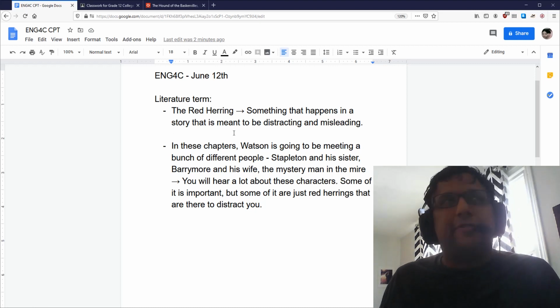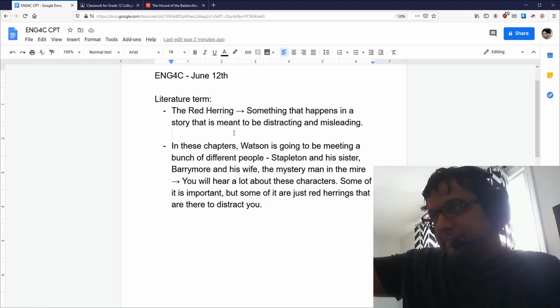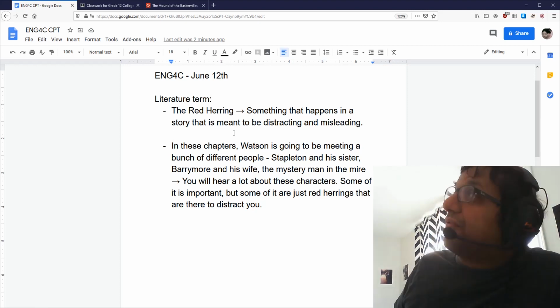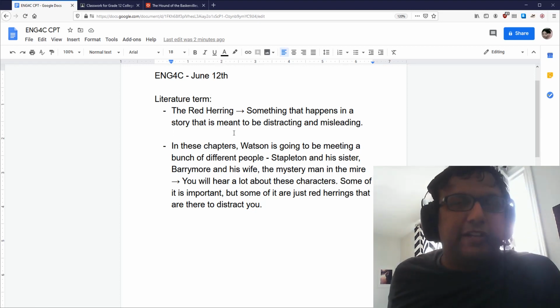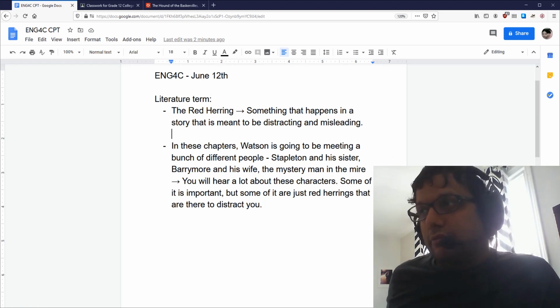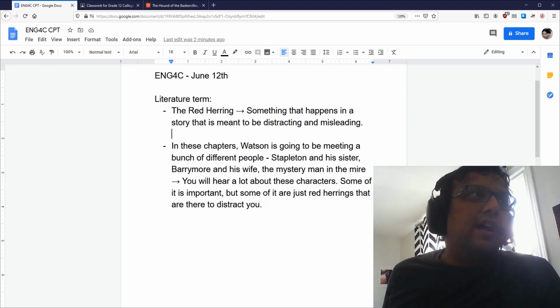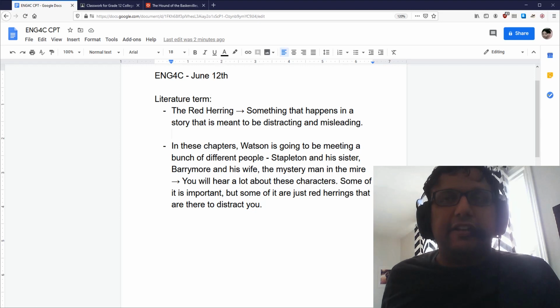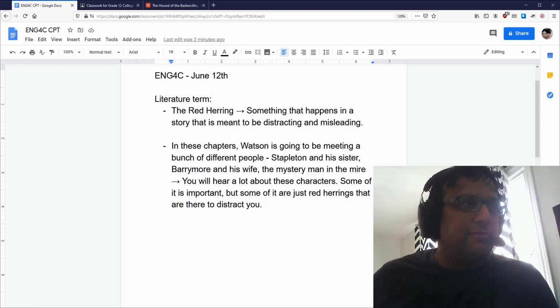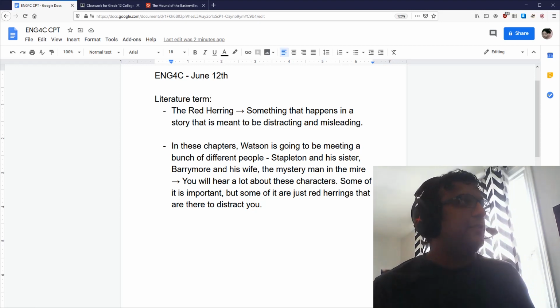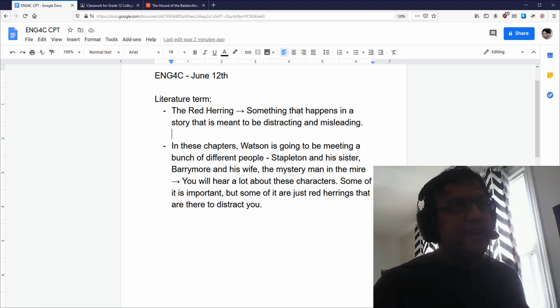The term red herring, I don't quite know what it's from, but the idea is that if you see a red fish, right, that would be distracting, right? Your eye is sort of caught by it, right? But ultimately, it's just a distraction. It doesn't actually matter in the long run, right? So that's something that you're going to get in these next few chapters, right? Some of the stuff you're going to read is very important. Some of it are red herrings.